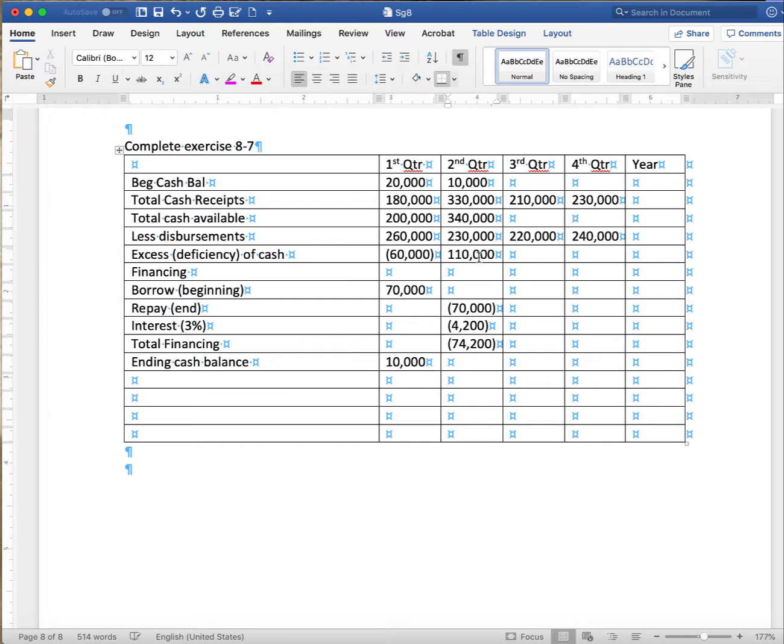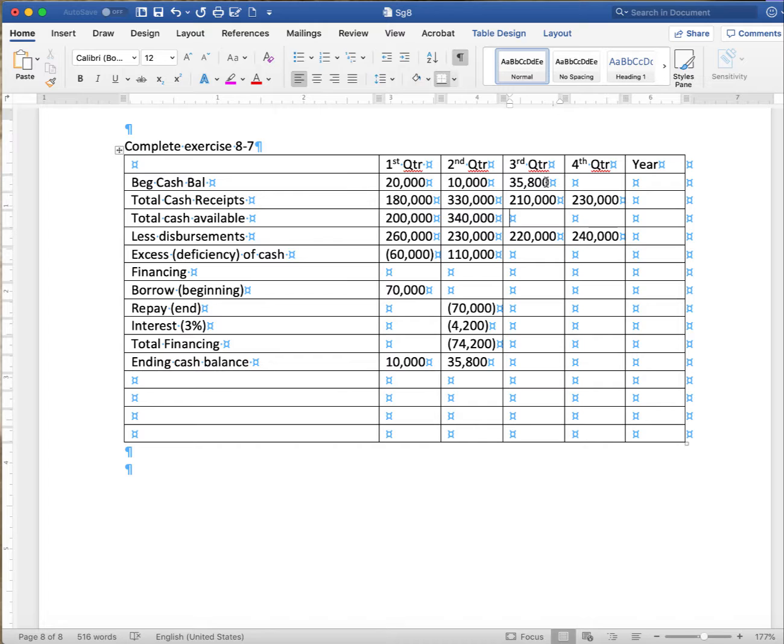So what is my ending cash balance now? Well, $110,000 minus the $74,200 that I repaid is $35,800. Third quarter. Guess what? I need my beginning cash balance. Well, if I ended quarter two at $35,800, guess what I'm starting quarter three at? $35,800 plus my cash receipts, $210,000.